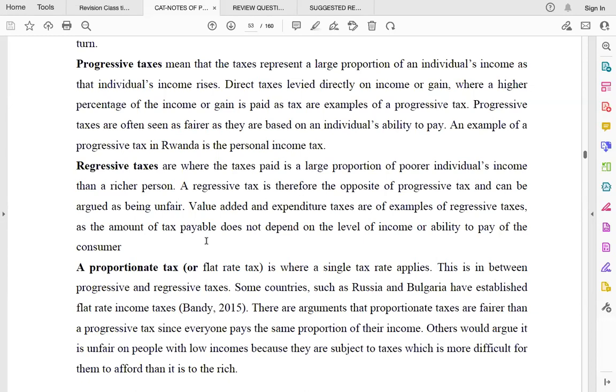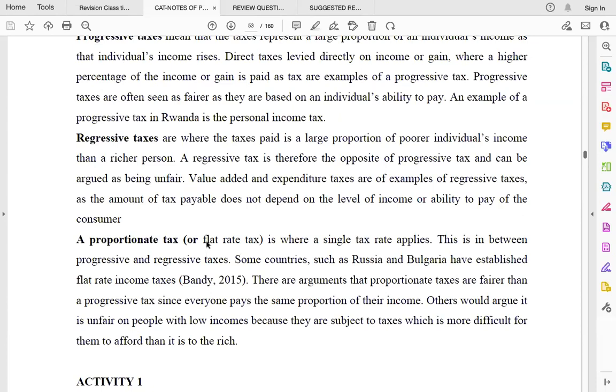The last one is proportionate or flat tax rate, where a single tax rate applies. This is in between progressive and regressive taxes. Okay, we have some flat income and proportionate tax or flat tax. That's when we say you will pay a tax maybe of 10,000, and sometimes it is unfair to different people.